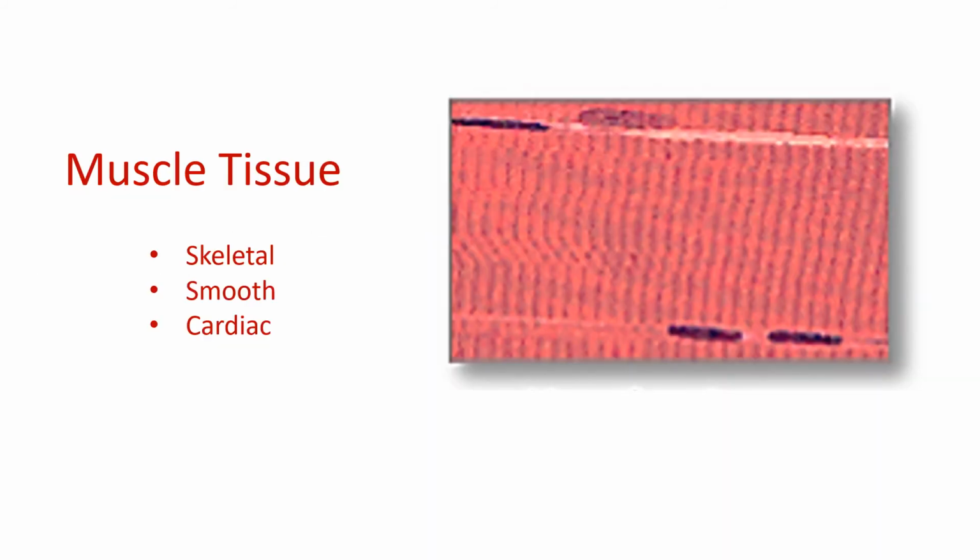Which brings us to our final tissue. So we're going to talk about muscle tissue, and there are three types. We have skeletal. This is the muscle tissue that is attached via tendons to our bones and allows us to move, but also in other functions as well. If you think about the muscles of the thorax that enable us to breathe, they're all skeletal muscles.